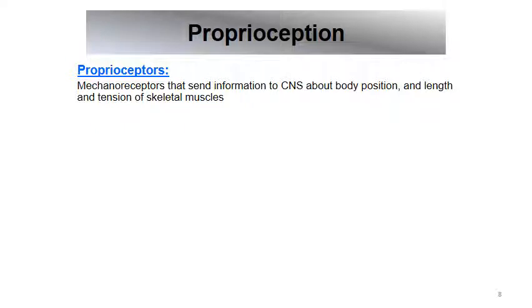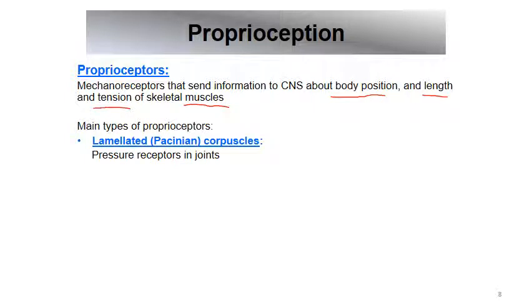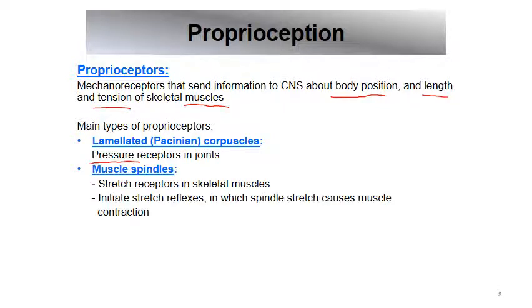Proprioceptors, these are special receptors. They take the information about the body position, length, and tension of muscles. So the main types of proprioceptors, the lamellated Pacinian corpuscles, these are in our skin but also in our joints. They pick up the pressure information.